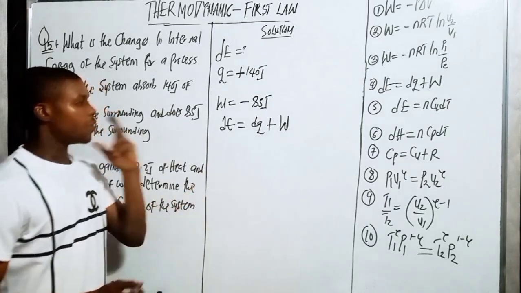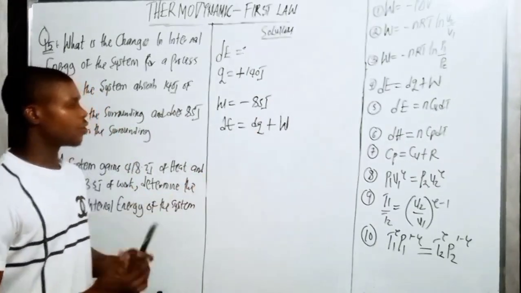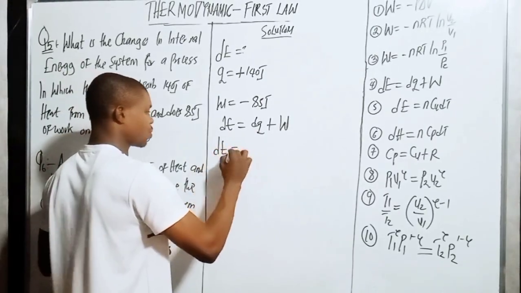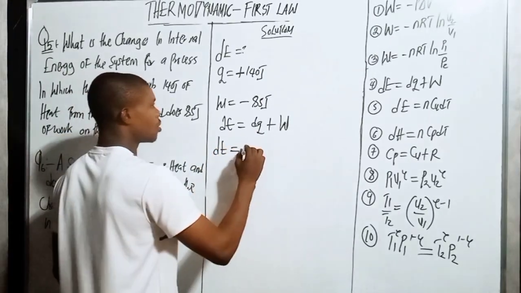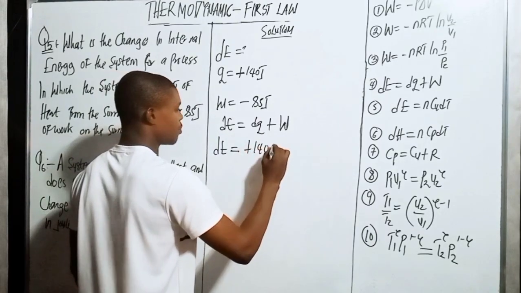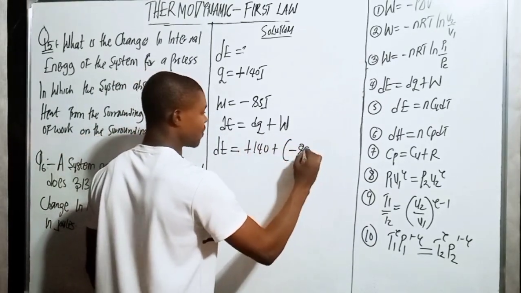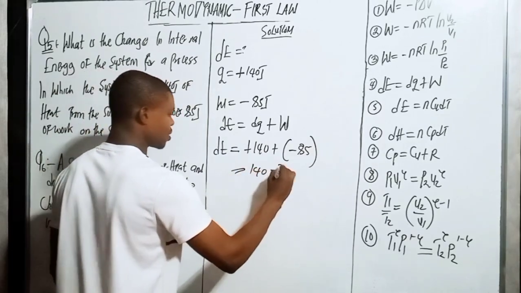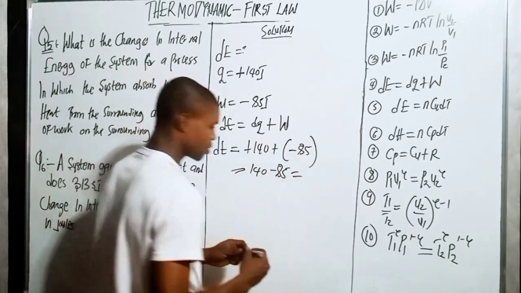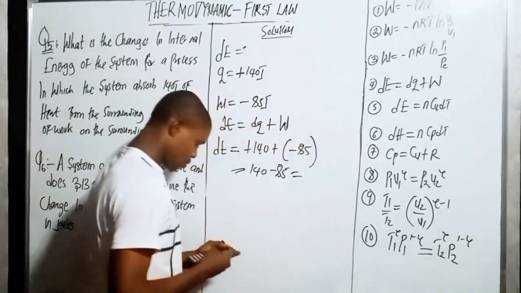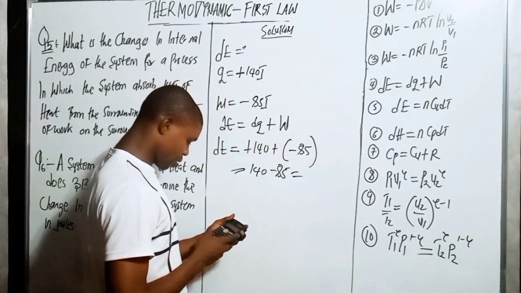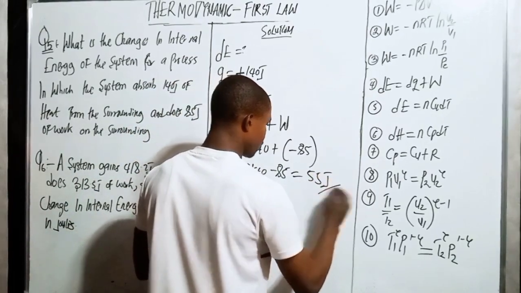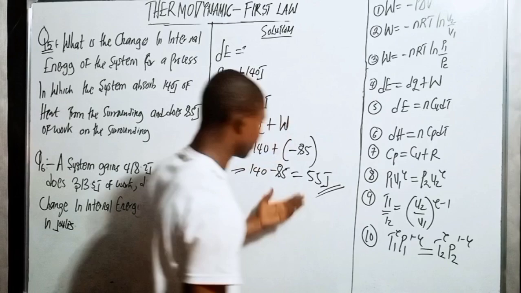So here we already know our Q. You just want to input our values. So here we have delta E equals Q, which is plus 140, plus here we have minus 85. So what is the answer here? 140 minus 85. What is the answer? Here we have 55 joules. Do you understand? That is your answer.